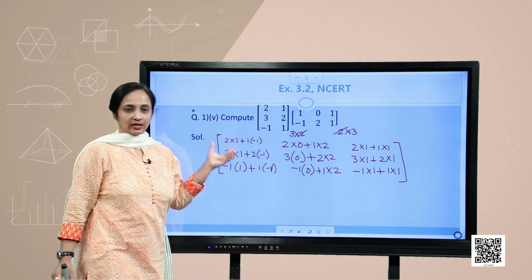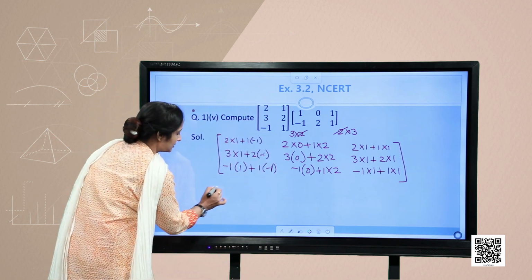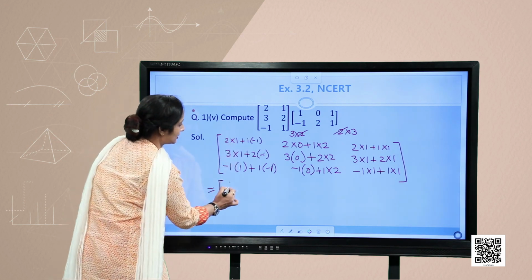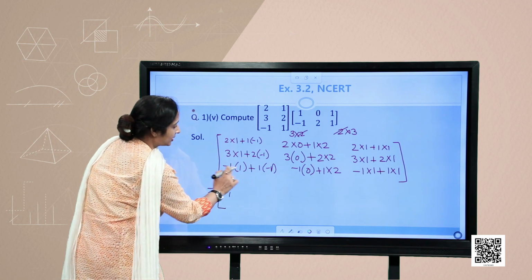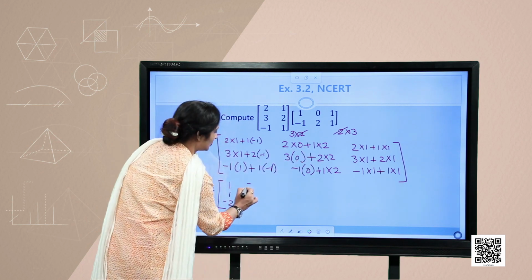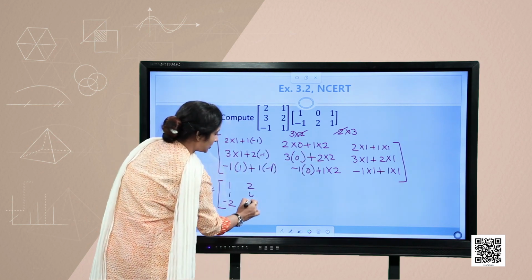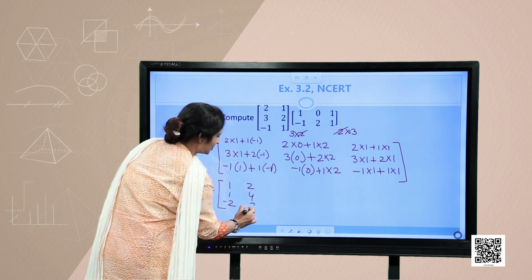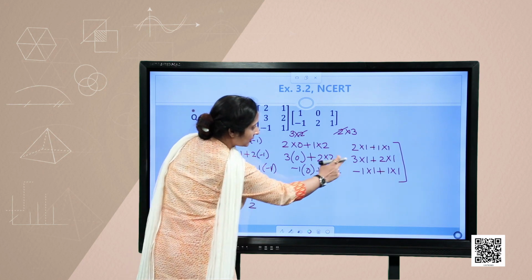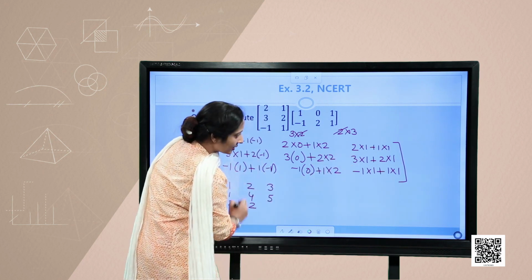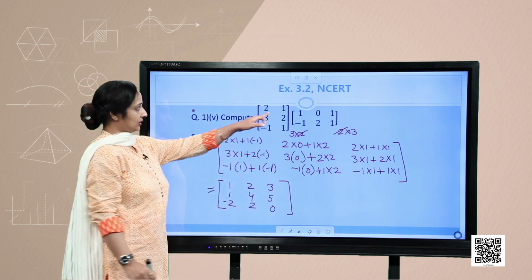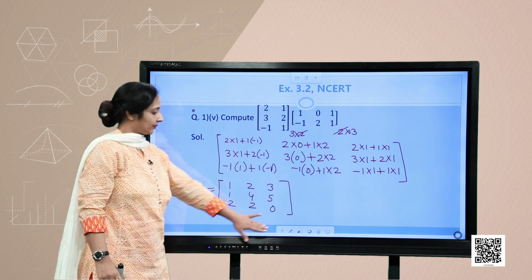This is how you are supposed to calculate the product, and of course the answer is to be given by carrying out all this calculation work. 2 minus 1, 3 minus 2, minus 1 minus 1, 0 plus 2, 0 plus 4, 0 plus 2, last is 2 plus 1, 3 plus 2, then minus 1 plus 1, that is giving us 0. So that becomes the product of these two matrices.